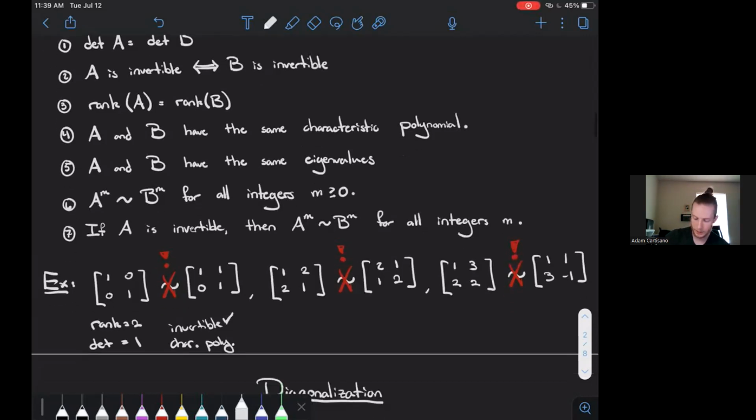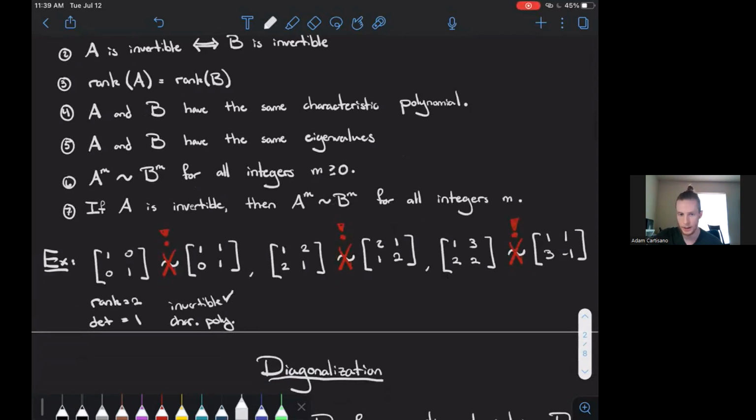Let's just do some quick checks to figure out if these guys are similar. So we just go and compute the determinant of each. Call the first one A, call the second one B. The determinant of A is 1 minus 4, which is negative 3, but the determinant of B is 4 minus 1, which is positive 3. Since the determinants are not equal, it does imply that the matrices are not similar.